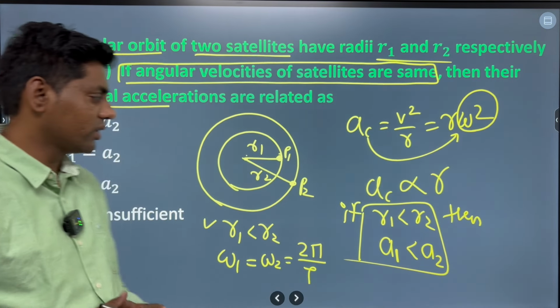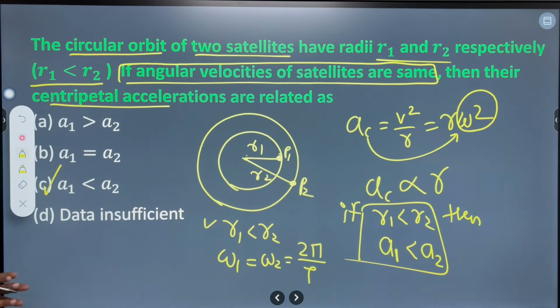The बहुत simple question था. Take the screenshot. Next example.